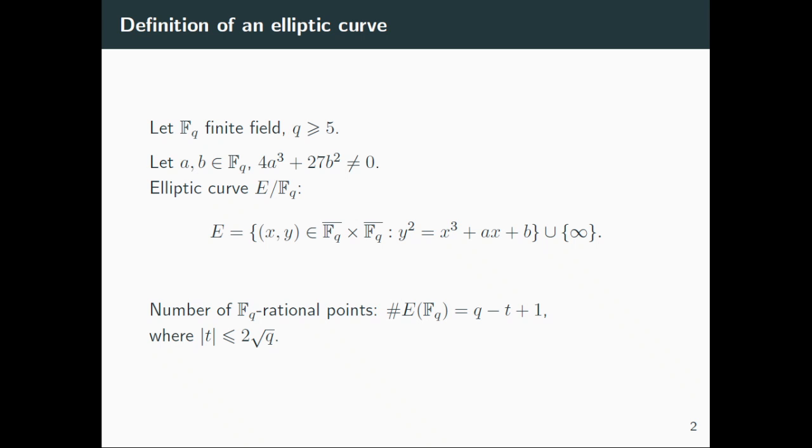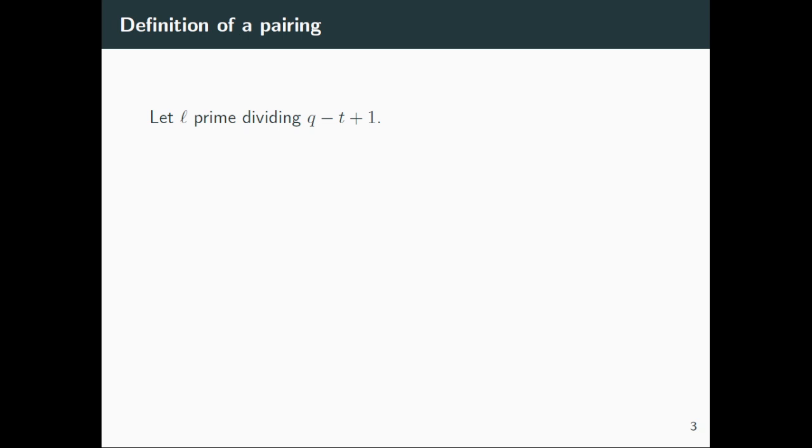An F_q-rational point is the point at infinity, or a point on the curve having both coordinates in F_q. The number of F_q-rational points on the curve is q minus t plus 1, where t is the trace of the Frobenius morphism and satisfies the Hasse bound, that is, the absolute value of t is less than or equal to 2 times the square root of q. Let L be a prime number dividing q minus t plus 1 once and coprime to q.